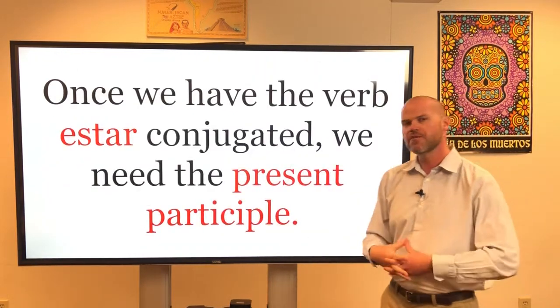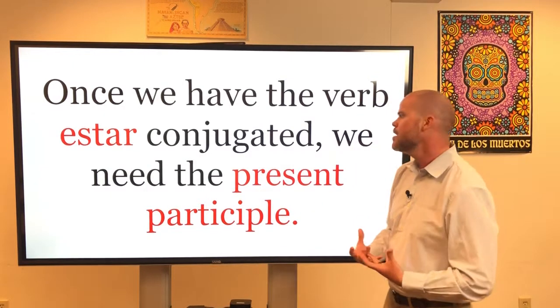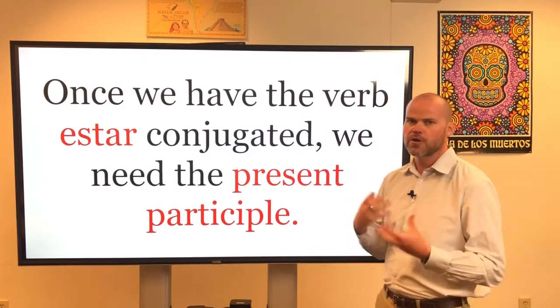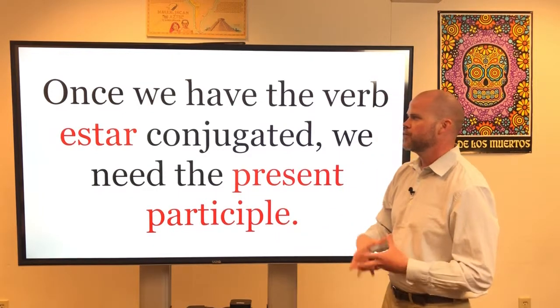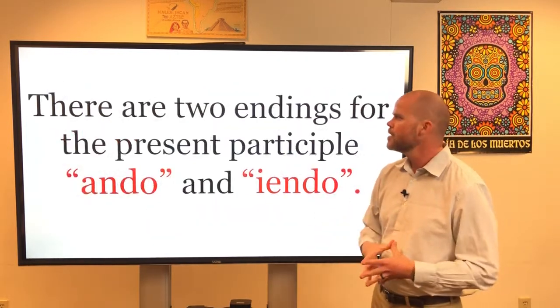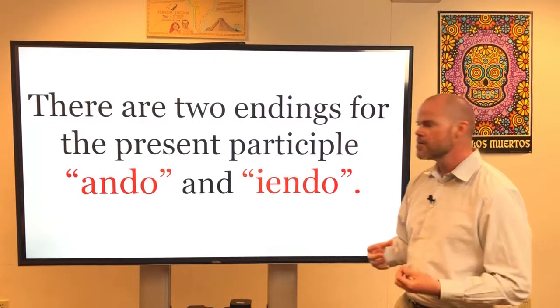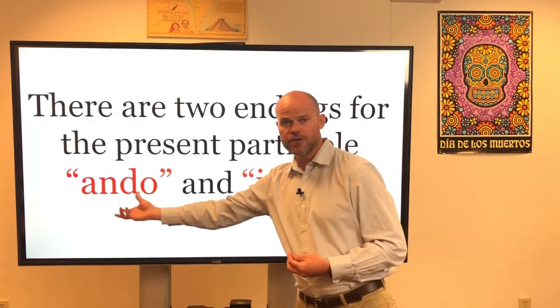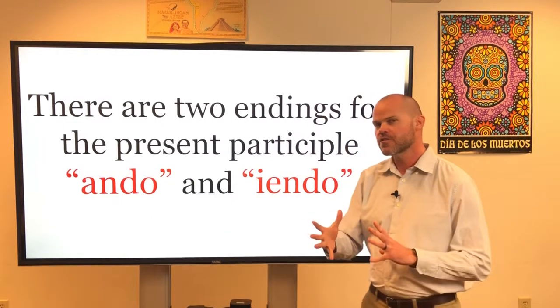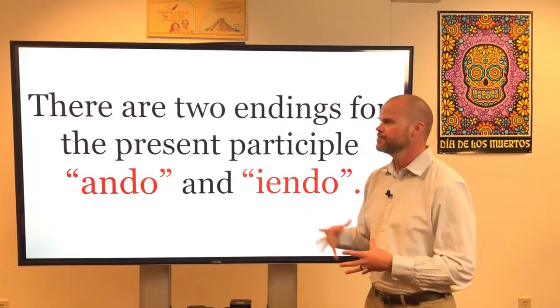So once we have a conjugation of the verb estar, we need to add the present participle to that. So how do we form the present participle? It's very easy. If it's an AR verb, it's going to have an -ando ending. If it's an ER or IR verb, it's going to have an -iendo ending.